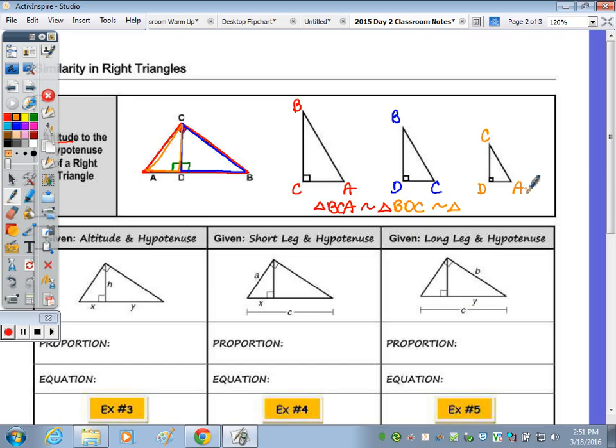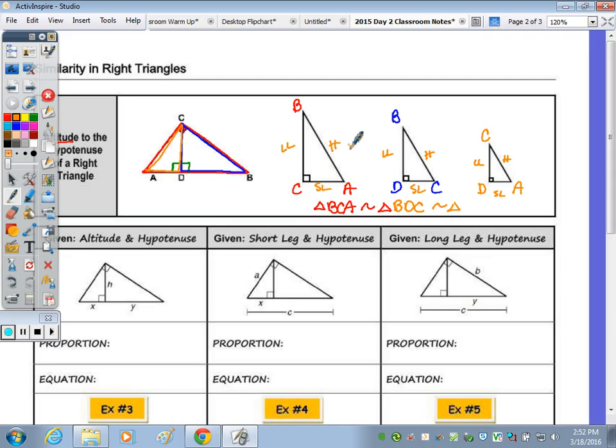CD, AD. So I wrote it, and I drew my triangles separately so that I had a longer leg, shorter leg. Longer leg, shorter leg. Longer leg, shorter leg. And of course, your hypotenuse. Make sense so far? You don't have to draw them separately, but if you really struggle with seeing these parts of the right triangle, longer leg, shorter leg, hypotenuse, you're going to want to draw them separately. But let's try with the pictures down below to keep them together in the same picture.